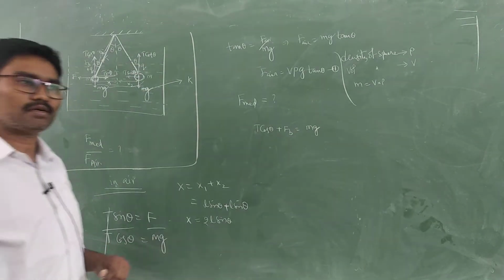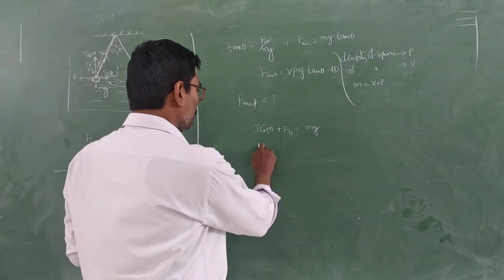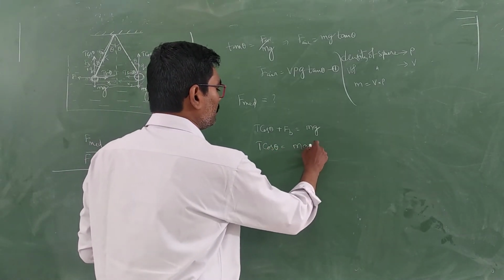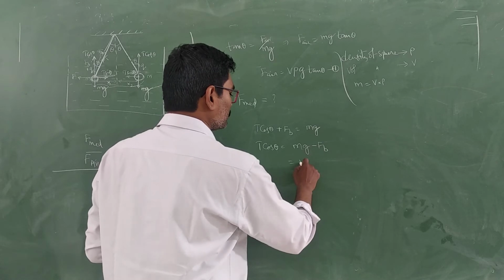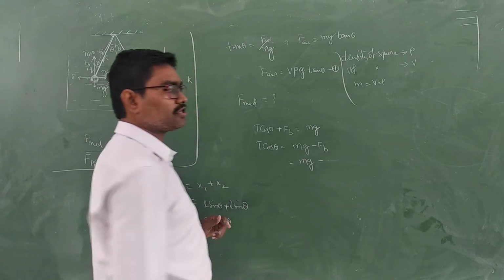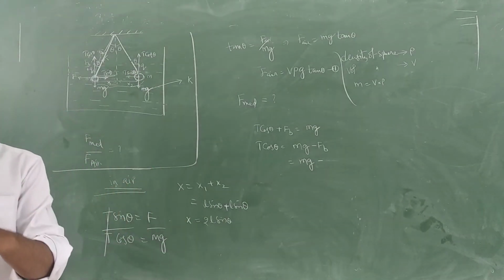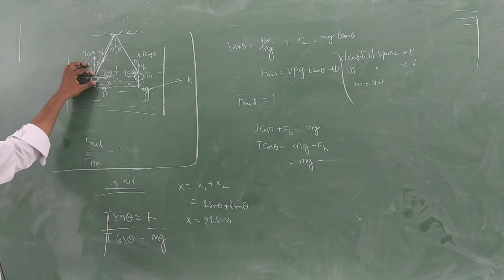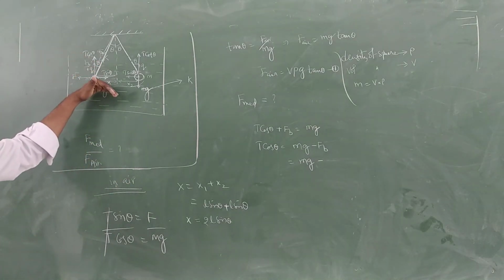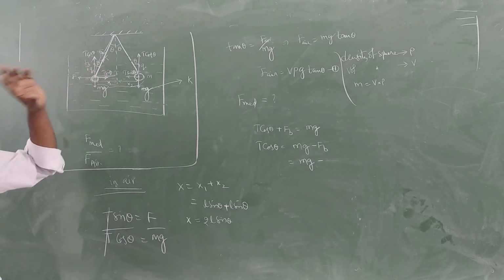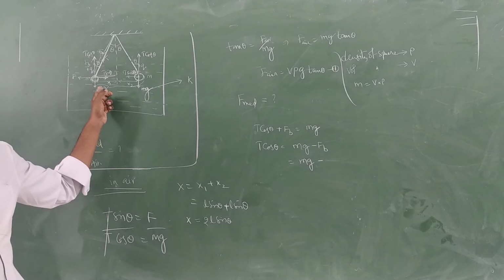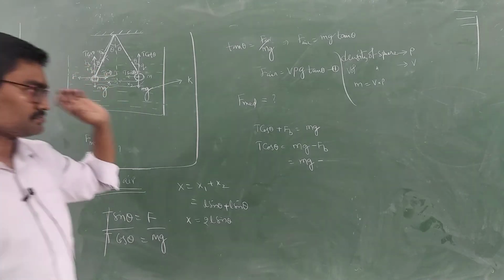Okay? Correct or not? For equilibrium condition, T cos theta is equal to what? mg minus Fb. So what is the buoyant force? Volume inside and density of liquid into g. Volume inside means the sphere is completely immersed in the liquid, so the volume inside the liquid and the volume of the sphere are both the same, since it is completely immersed.